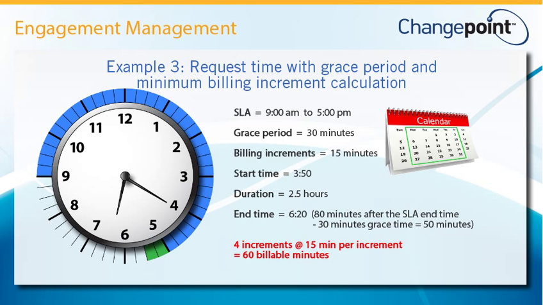If the support analyst starts working on a request at 3:50 p.m. for 2.5 hours, the work ends at 6:20 p.m., that is 80 minutes after the SLA end time. With the 30-minute grace period, only 50 minutes are billable. The customer will be billed for 60 minutes or 4 increments of 15 minutes.